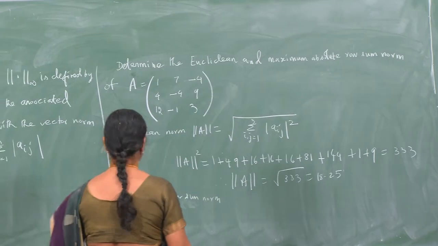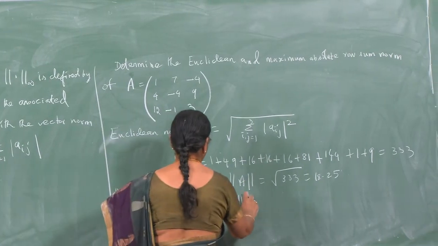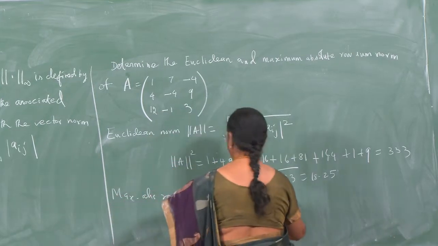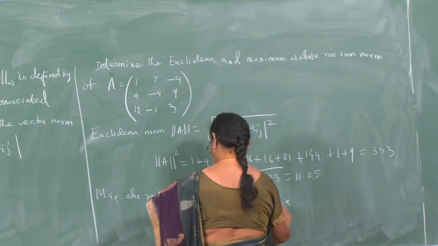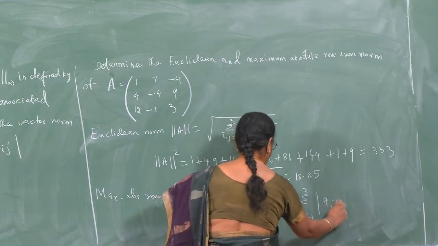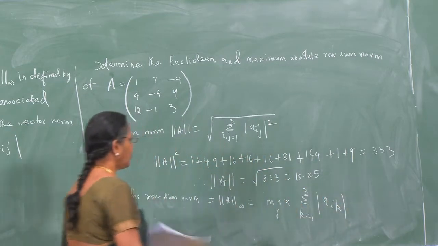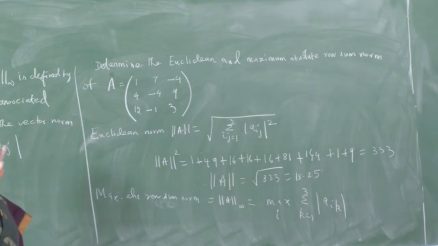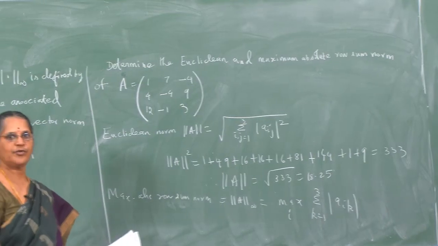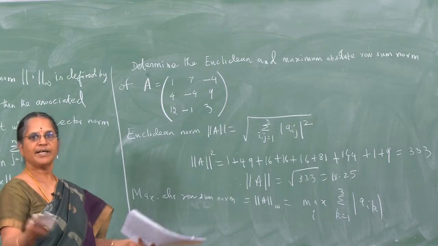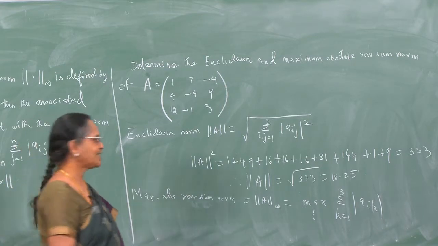Let us now compute the maximum absolute row sum norm. It is denoted by norm A infinity, and by definition it is the maximum over i of the sum over k equal to 1 to 3 of mod a_ik. So, what should I do? I should take the first row, take the absolute values of the entries in the first row, add them up, and do that for all the 3 rows. From among them pick the one which is the maximum.